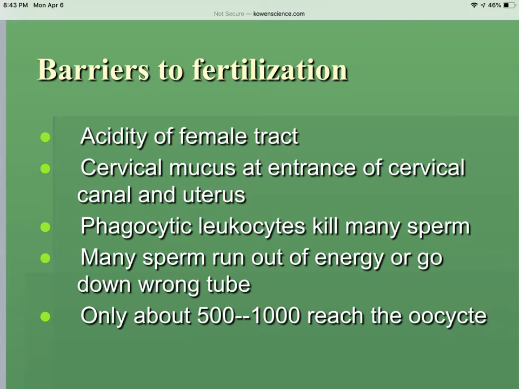Now, the barriers to fertilization are the acidity of the female tract, cervical mucus at the entrance of the cervical canal in the uterus, and leukocytes that kill many of the sperm. Many sperm just run out of energy or go down the wrong tube. So only about 500 to 1,000 reach the oocyte.